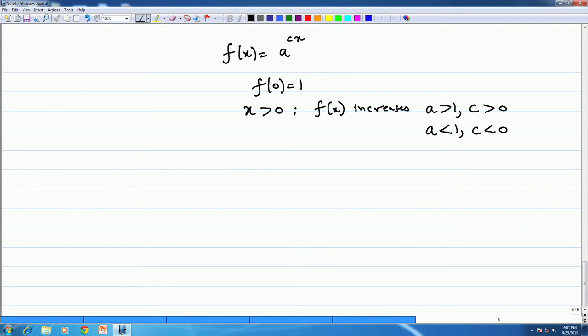So, all these kinds of arguments you have to carefully make, and you might want to list the conditions under which f of x decreases, for what combinations of a and c, and you will get an idea of how exponential functions behave. Okay. In particular, we will be interested in the case of f of x equals e power x.